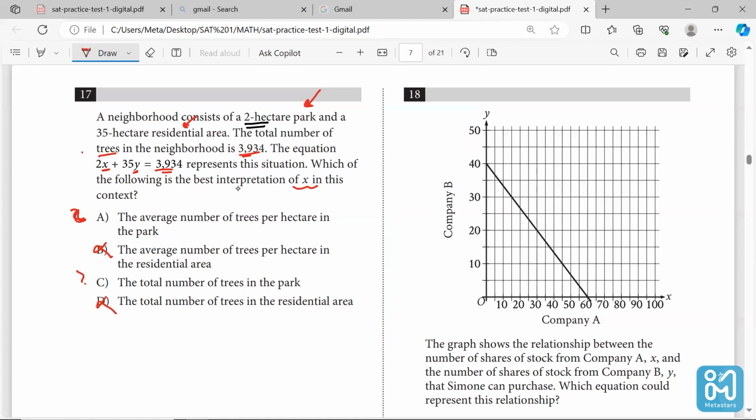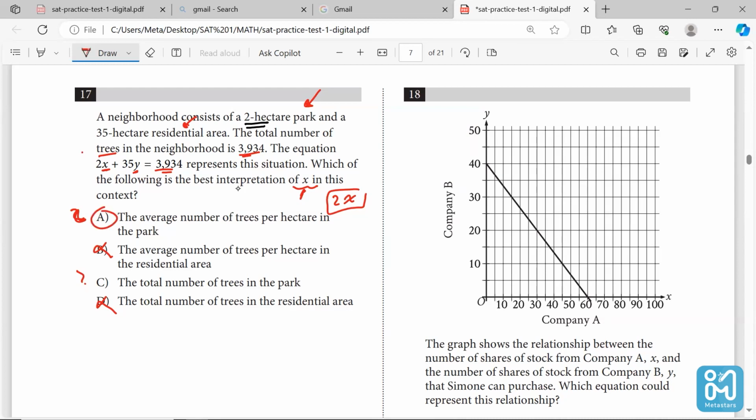Now, the average number of trees per hectare or the total number? I'm talking about only x. Well, if I'm talking about 2x, this is the total. Again, 2x is the total trees that we have in the park. Okay. Now, I'm not talking about the total. I'm talking about only x. So it's going to be the average per 1 hectare.